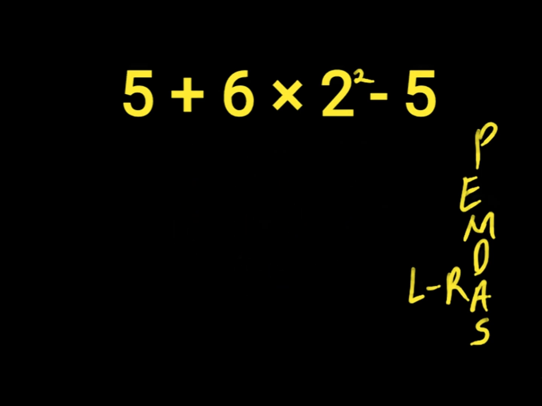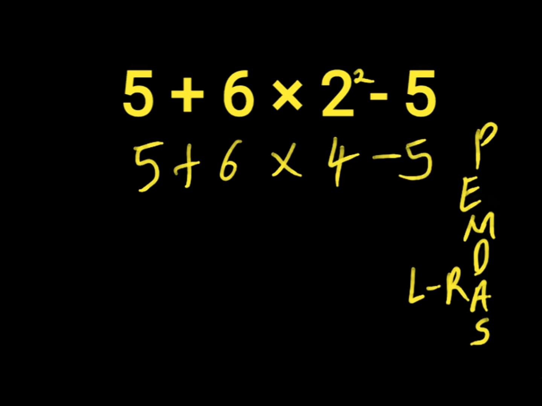So first of all, solve our exponent, which is 2 to the power of 2. 2 to the power of 2 is equal to 2 times 2. 2 times 2 will give us 4. So we are left with 5 plus 6 times 4 minus 5.